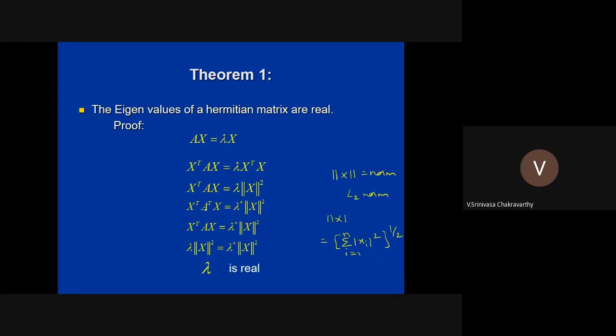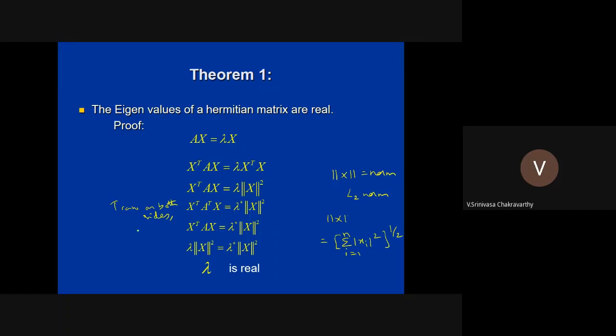Then take the transpose of both sides, right? So you get x transpose A transpose x on the left side. On the right side, the transpose of lambda will be its conjugate, right? We have just seen that. So lambda star, and this is a scalar, so transpose doesn't affect it. It will still be norm x squared.